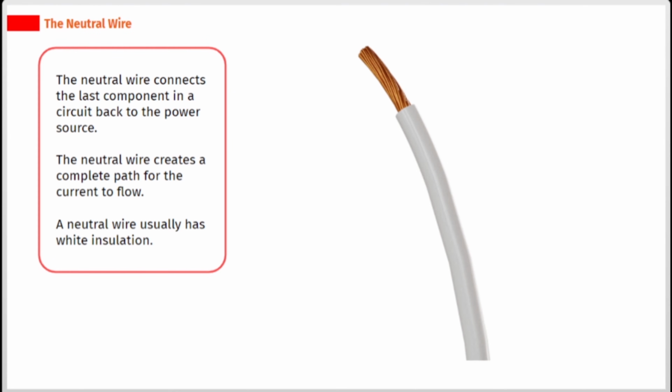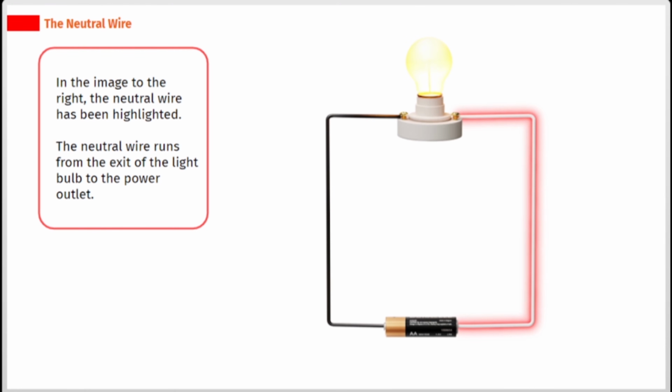The neutral wire connects the last component in a circuit back to the power source. The neutral wire creates a complete path for the current to flow. A neutral wire usually has white insulation. In the image to the right, the neutral wire has been highlighted. The neutral wire runs from the exit of the light bulb to the power outlet.